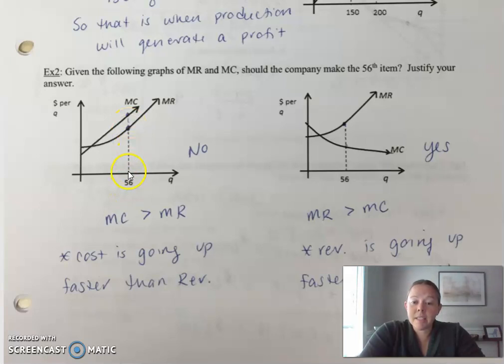But the key thing is at 56, your marginal cost is greater than your marginal revenue. So think about this. If you're running a business, do you want your cost growing faster than your revenue? I would think that's a bad thing. So no, it's not a good thing. So because marginal cost is greater than marginal revenue, cost is going up faster than revenue, you would definitely make the recommendation of no. You wouldn't want to produce the next item.